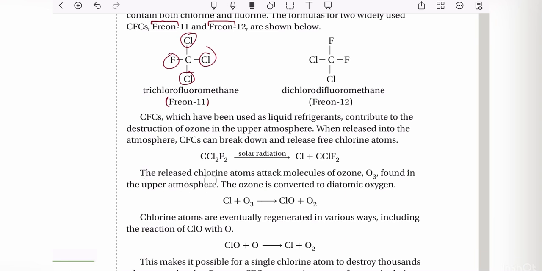So the released chlorine atoms attack molecules of ozone, O3, found in the upper atmosphere. So this single chlorine atom will harm our ozone layer, which protects us from the sun's harmful effects. And then the ozone is converted to diatomic oxygen. So this is the first chemical reaction that will happen, and this is the next one. So when chlorine reaches the ozone layer, the result is diatomic oxygen and chlorine monoxide.